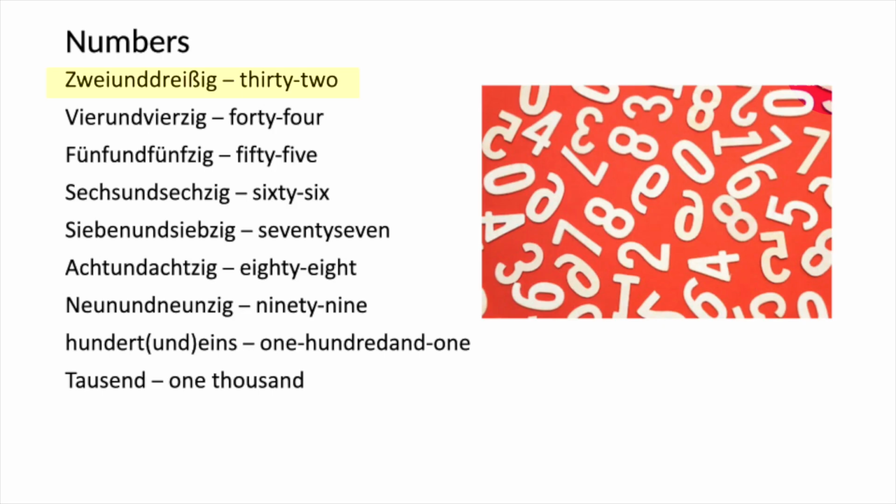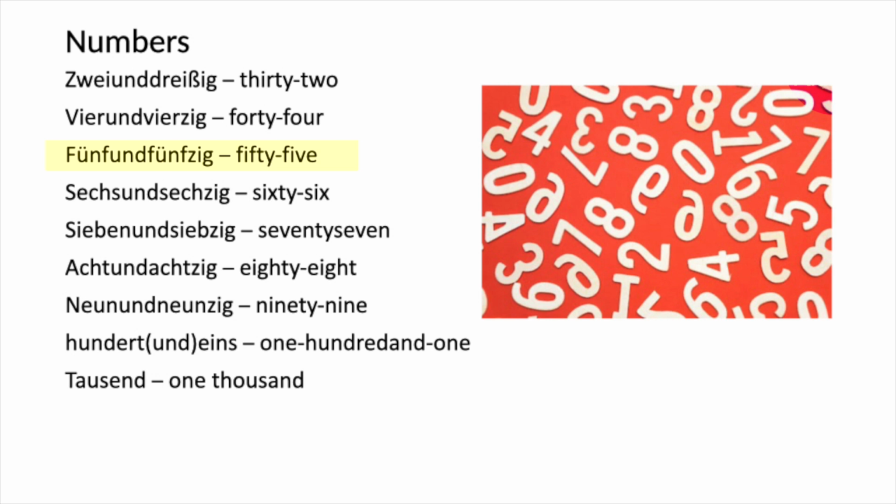But what if we want some numbers in between 30 and 40? Well, we learn that the convention we learned with 21 applies here just as well. So for 32, we know 30 is 30 and 2 is 2 and is an. So 32 is 2 and 30. 32. 44 similarly is 44.